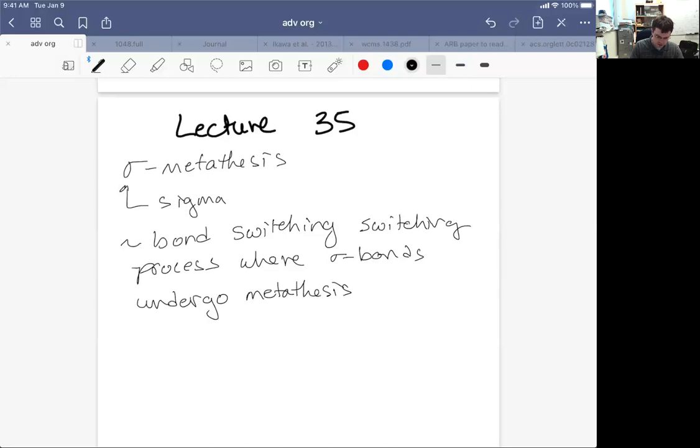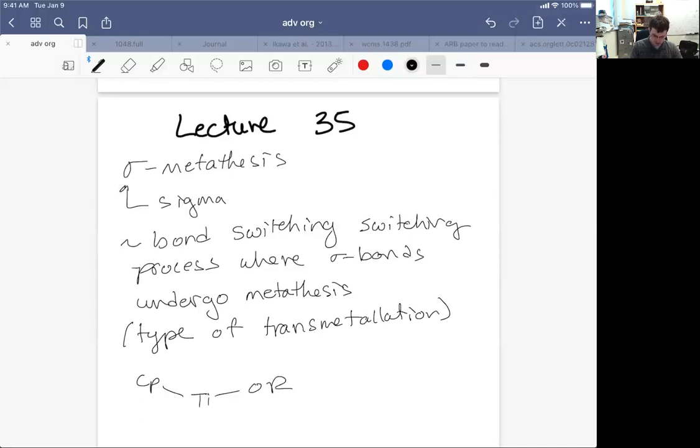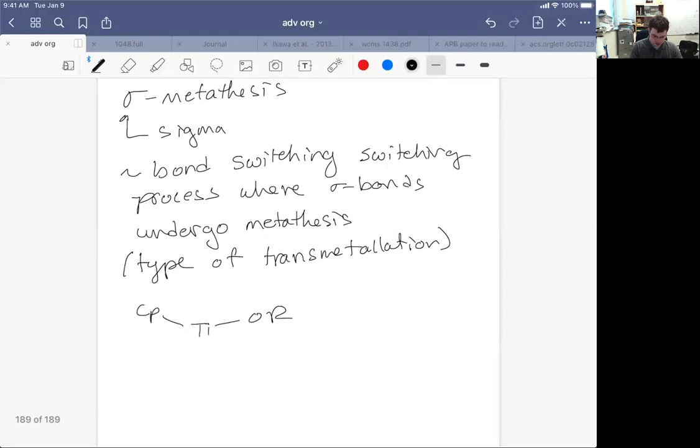This is a type of transmetallation, it turns out, because we typically use metals or things that are borderline metals, nonmetals. So for example, if we had this titanium with two cyclopentadiene anion ligands, this could undergo a metathesis reaction with a silane.